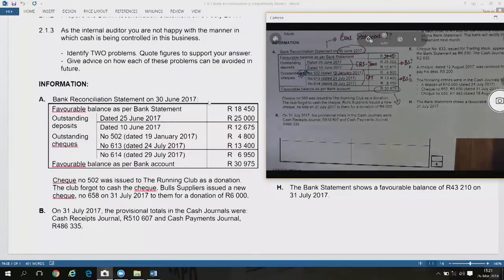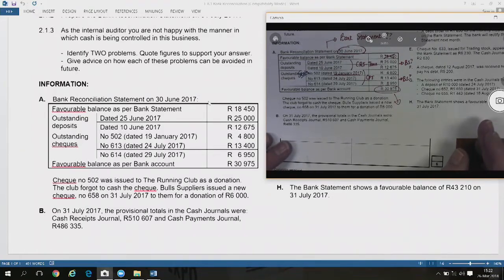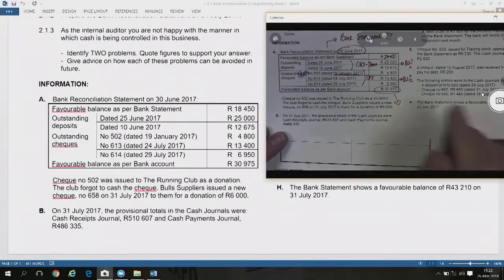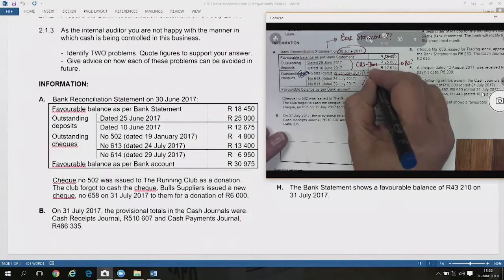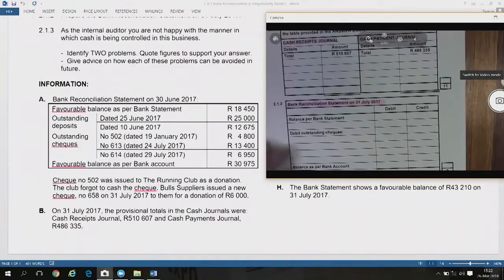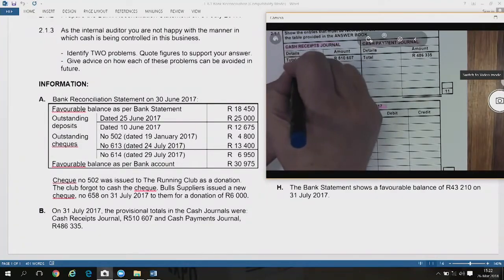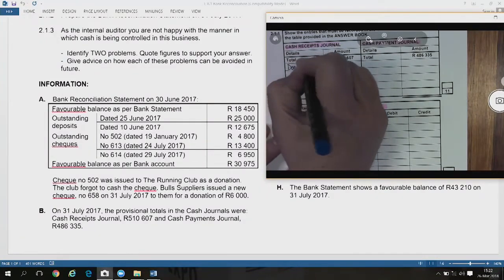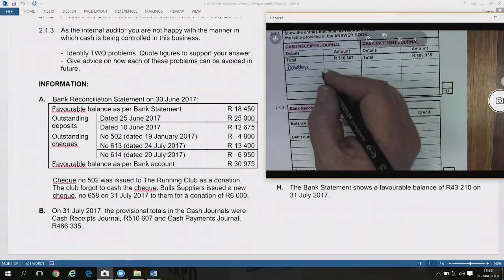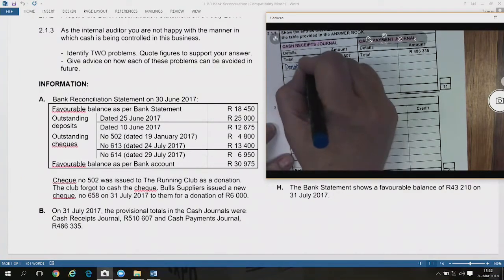Check number 502 was issued to the running club as a donation. The club forgot to cash the check. Bull Supplies issued a new check, number 658, on the 31st of July to them for a donation of 6,000 Rand. So that one we must cancel. And where do we cancel it? In the CRJ. So we go to the CRJ. We write there donations. And you're more than welcome to write the check number in brackets if you want to. If that helps you a little bit, then you can do that.